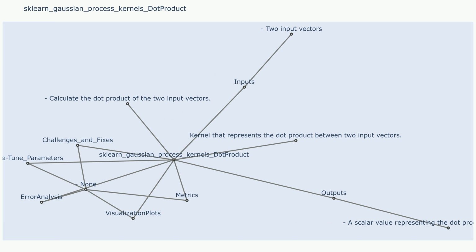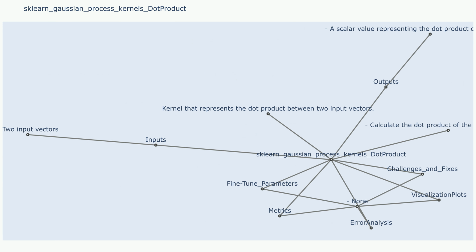Steps. Step 1: The kernel calculates the dot product between the corresponding elements of the input vectors x1 and x2. Step 2: The resulting values are stored in the kernel matrix K.